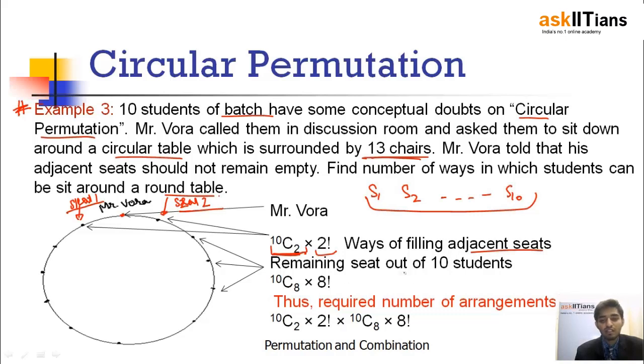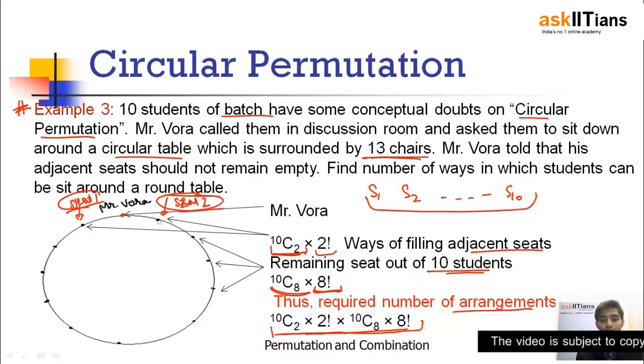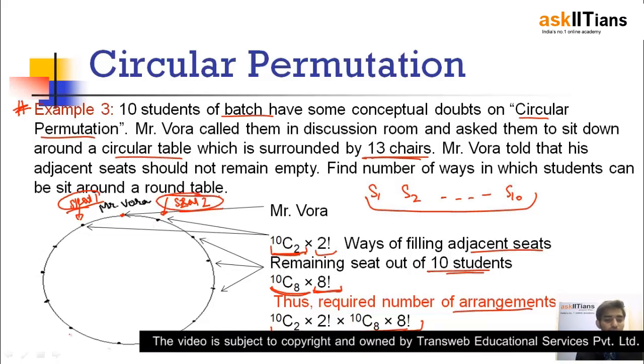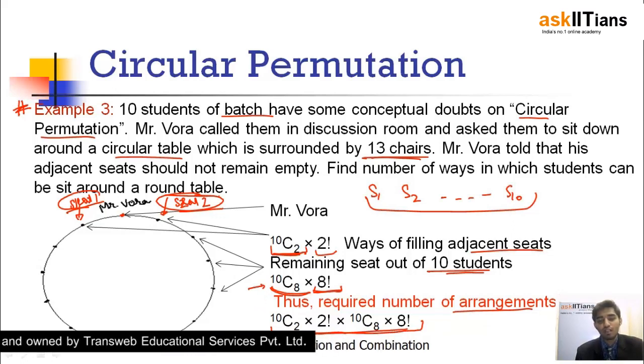Now the remaining seats will be filled by, out of these 10 students, again selecting 8 students and arranging them on the remaining seats in 8 factorial number of ways. Thus the required number of arrangements is the product of the first case and the second case. The total will be 10C2 into 2 factorial into 10C8 into 8 factorial. So these are the total number of cases. In this type of problem, first you fill up the seats which should not remain empty, and then you fill up the remaining seats by 10C8 into 8 factorial number of ways.